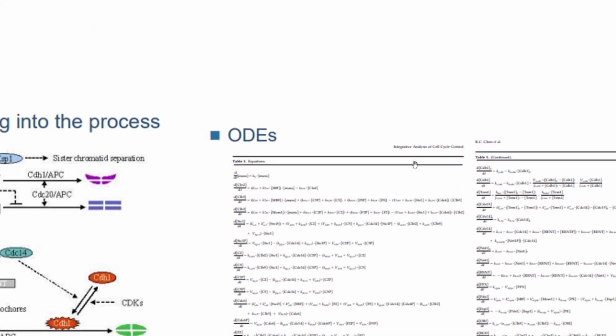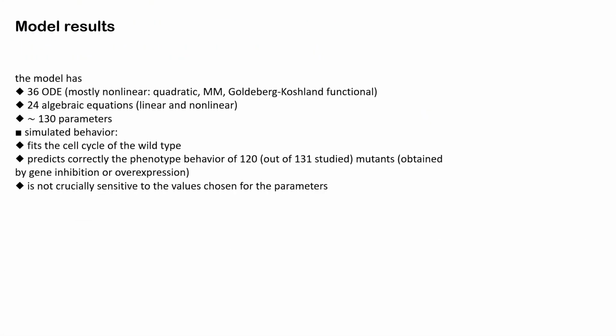This is very small. I'm sure you can't see it here, but this model has 36 ODEs. They are mostly nonlinear. They have quadratic equations as well, Michaelis-Menten equations as well, Goldbeter-Koshland functions as well, and also these 24 algebraic equations, which tell about the constraints of the parameters of the differential equations. We have around 130 parameters, so it's quite a fairly complex system.